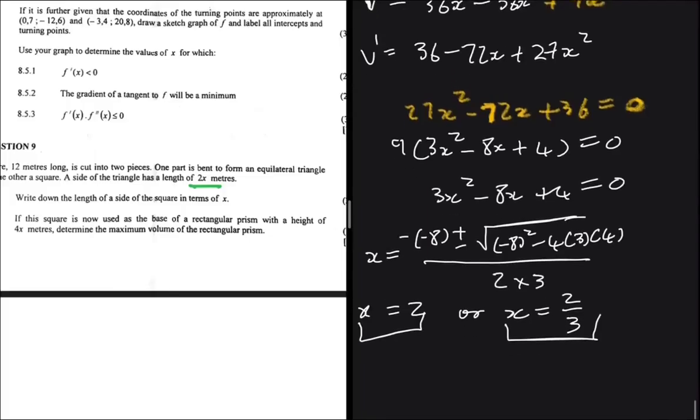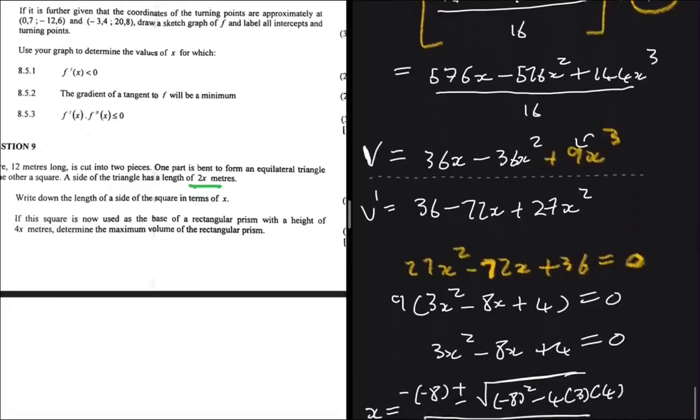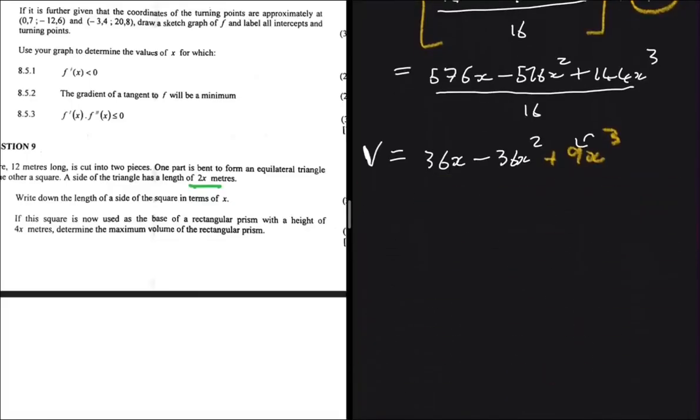So let's go ahead and substitute x equal to 2 and x equal to 2 divided by 3 in our equation for the volume and see what we're going to get. The equation for the volume is right here. So when we substitute x equal to 2, let me just put that in my calculator real quick and see what I have. I'm getting 0 actually when I substitute x equal to 2.